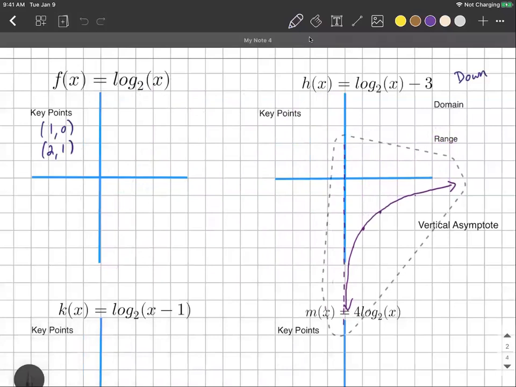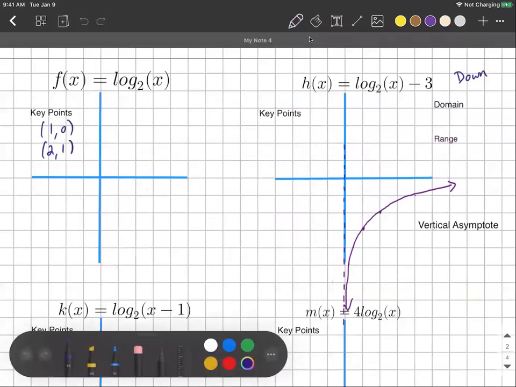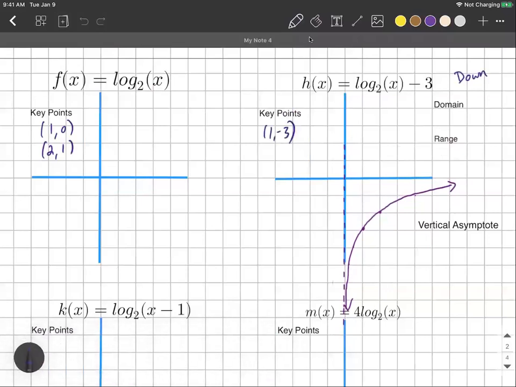From here, we want to identify our key points. So our key points were at (1, 0). Well, that moved down 3, so it is now at (1, -3). And then the other key point was at (2, 1). It's moved down 3, so it's going to be at (2, -2).